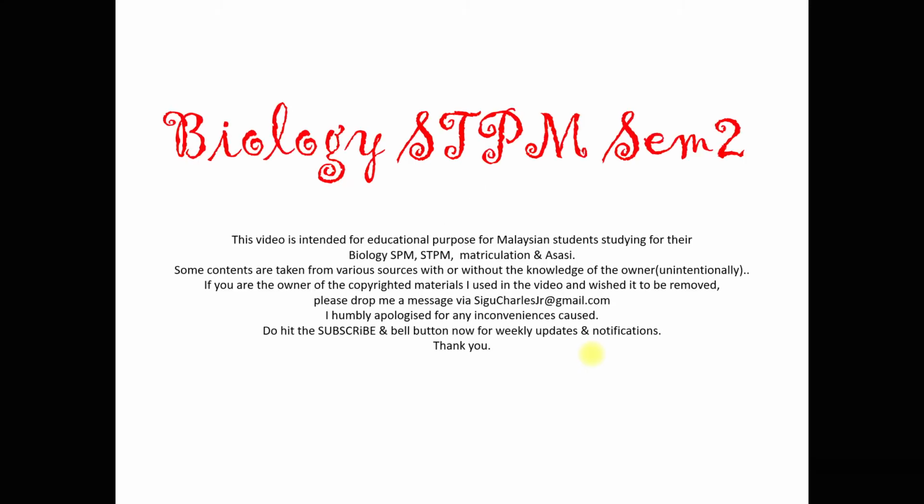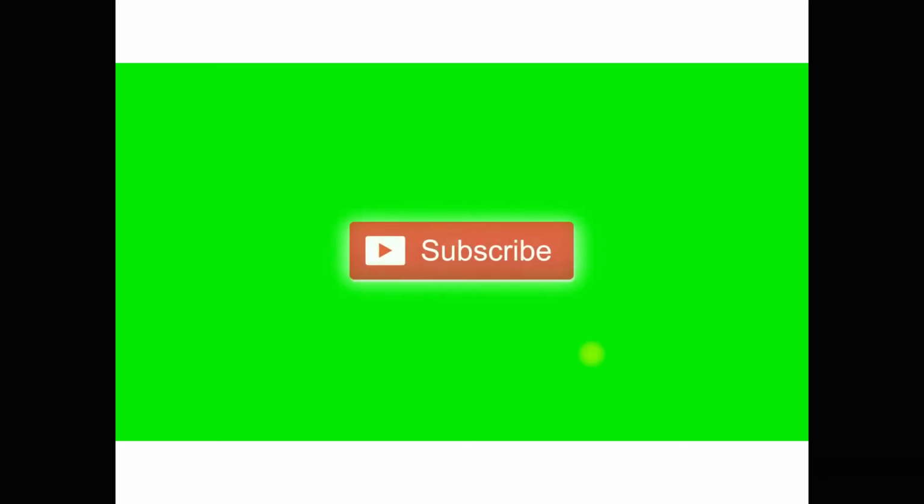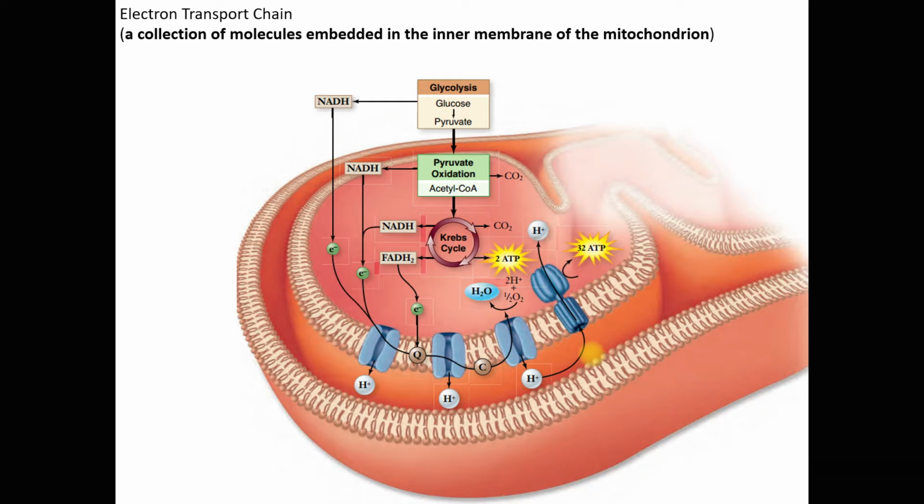Good morning everyone. So today we are going to discuss the electron transport chain and chemiosmosis. If you recall, this is the structure. This is a mitochondria, and this is the outer membrane, and this is the inner membrane. You can see there are many infoldings of the inner membrane of the mitochondria, and this infolding of the inner membrane is known as the cristae.